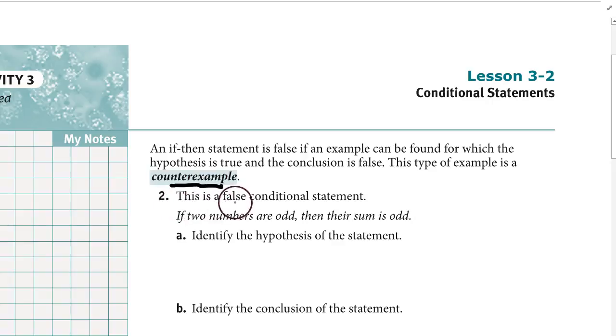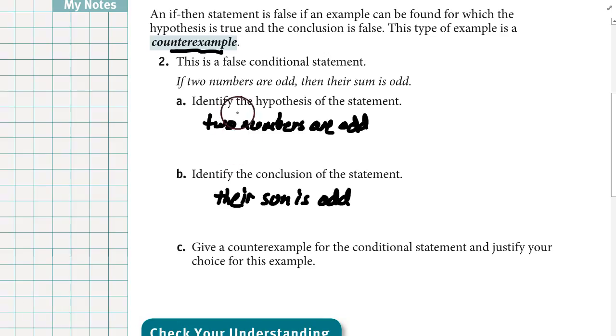Number 2, here is a false conditional statement. If two numbers are odd, then their sum is odd. Let's identify the hypothesis, and then in question B, identify the conclusion. The hypothesis is two numbers are odd. The conclusion is their sum is odd. Question C, give a counterexample for that statement and justify your choice of that example.